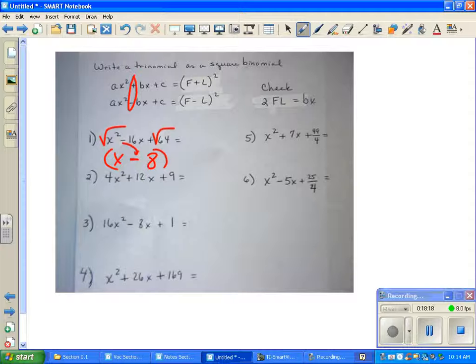Because if I double that now, will it make the middle? Yeah. If I do 2 times x times negative 8, I get the middle. And that's my check, to make sure I've done it right. I could do that in my head every time to make sure that I've got the right items in the parentheses. Because if your parentheses are wrong, your whole entire problem will be wrong, because you'll go off plotting things in the wrong place. So this makes my (x minus 8) quantity squared my answer to the question.